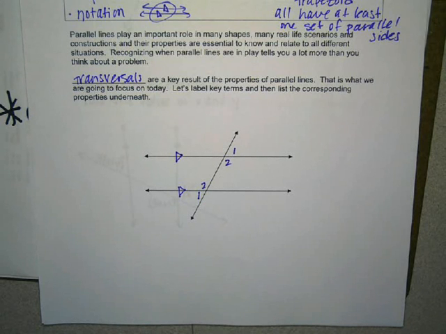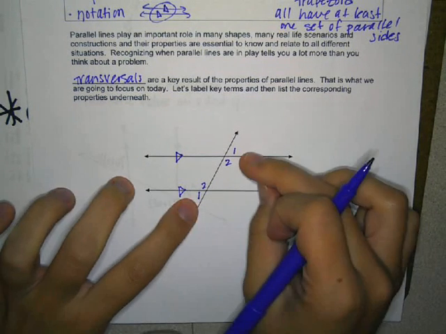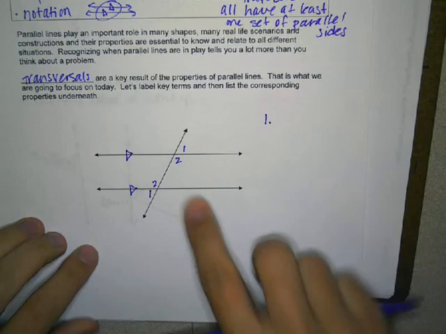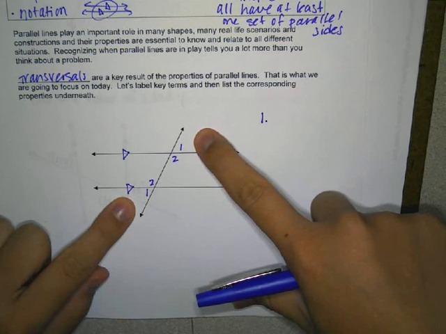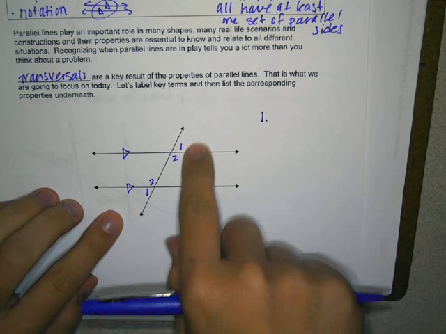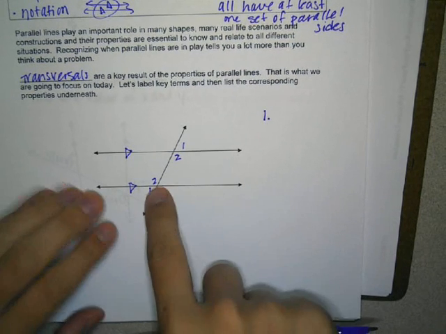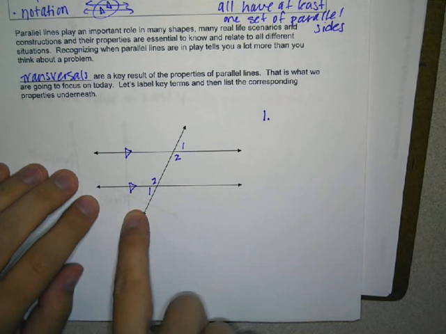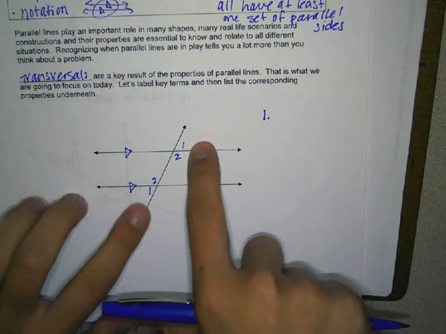Okay. So the ones that are labeled with a 1, those have a name. You'll notice that they're kind of on opposite sides. One's above the top parallel line to the right. The other one's below the bottom parallel line to the left. Those are called alternate.